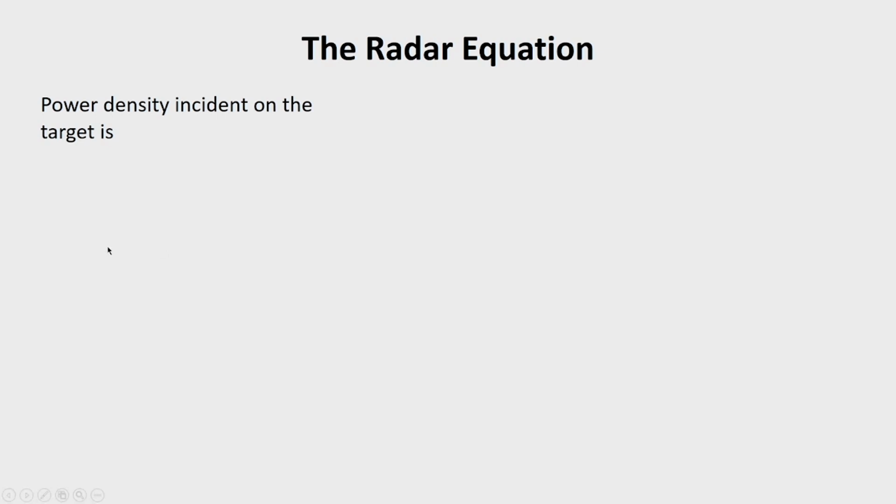If you consider the power transmitted by an antenna, and Pt is the power, then the power density radiated is Pt by 4 pi r square at a distance r from the transmit antenna. Since the antenna has a gain G, the power density in the direction where the antenna has maximum gain will be given by St equal to Pt into G by 4 pi r square.